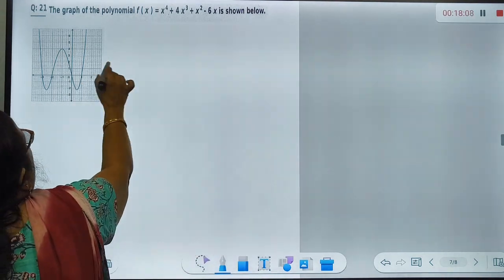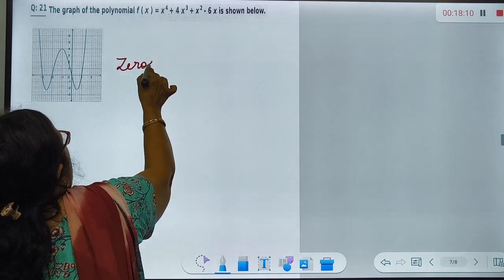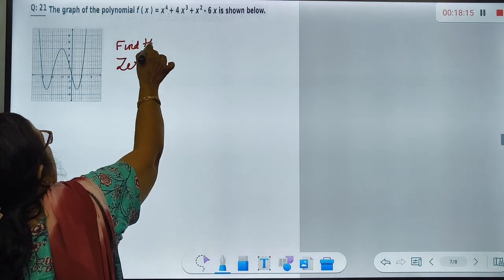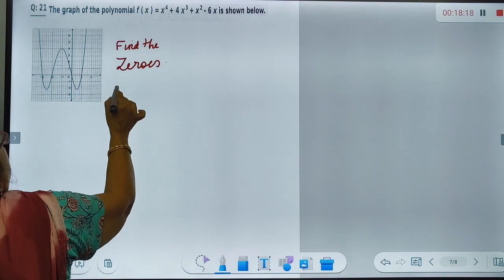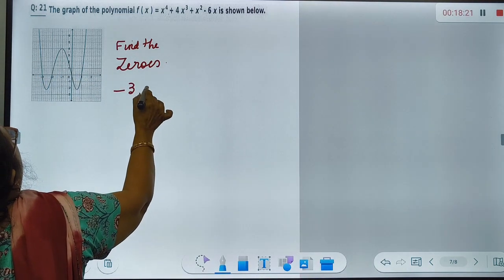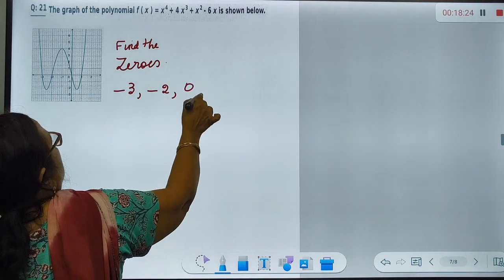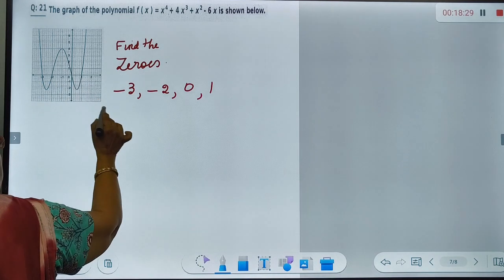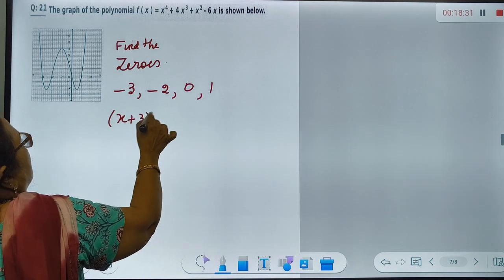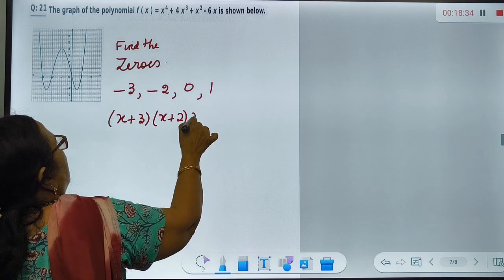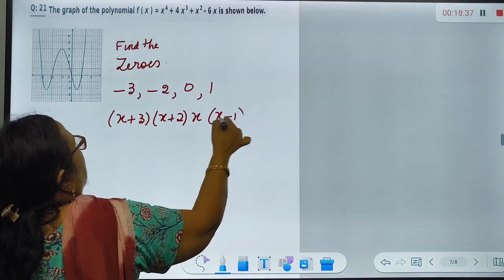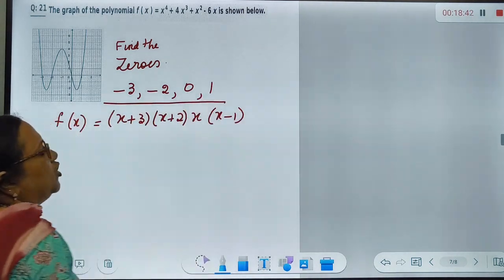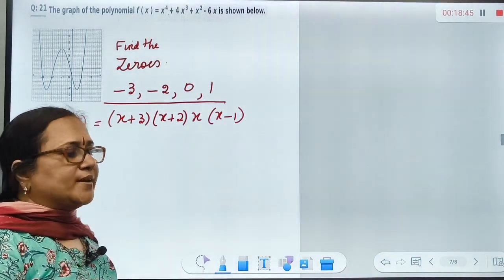So this is given. I think they have asked only to find the zeros for this question. What are the zeros? Question is missing. Find the zeros. So zeros you have to see where all it cuts the x-axis. Minus 3, minus 2, 0 and 1. What are the factors? x plus 3 into x plus 2 into x minus 1 will be the f of x. These are the zeros. Zeros are the points where the graph cuts the x-axis.